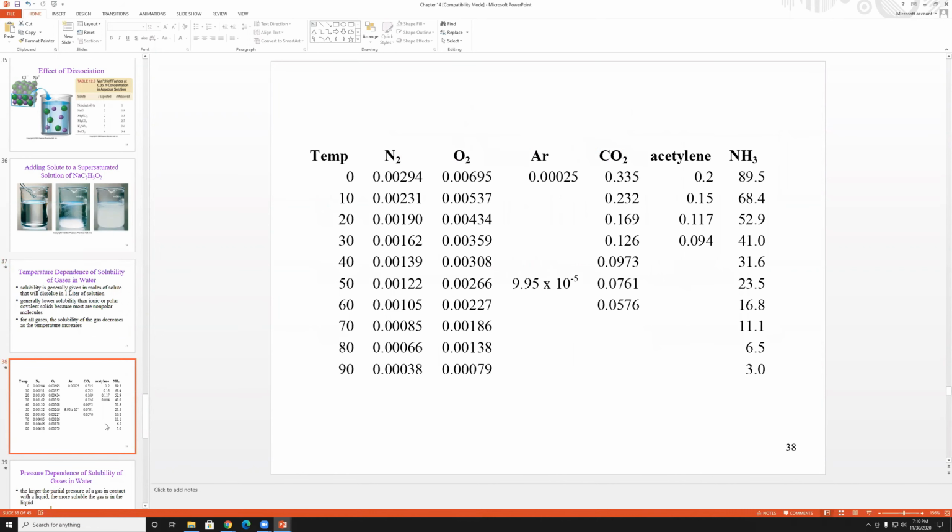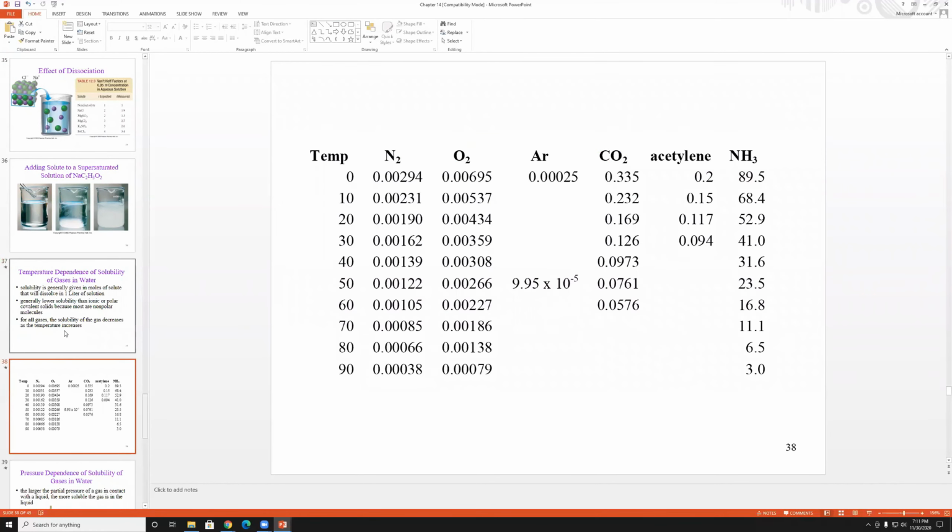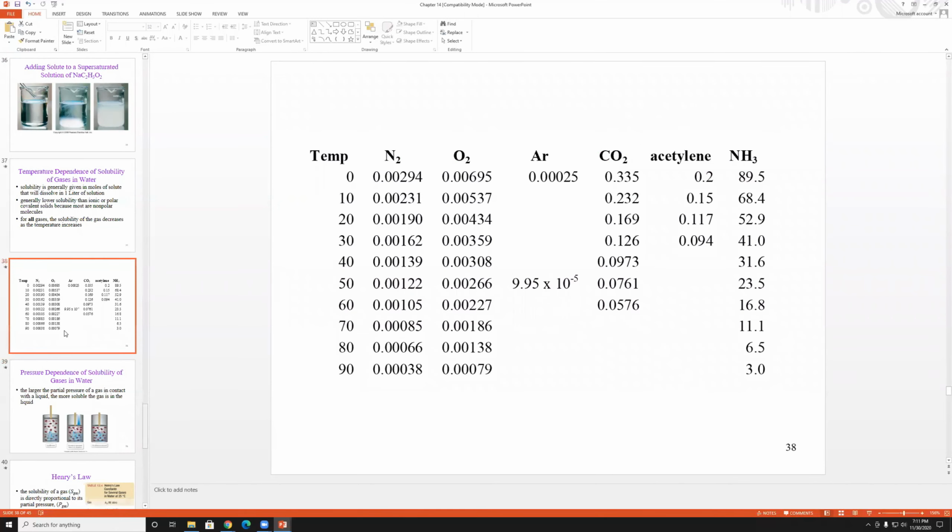So here are solubilities, I think in grams per liter, probably grams per milliliter, of different gases at different temperatures. I'm not sure what units they're in, but you see as temperature increases, the solubility decreases for all of them.